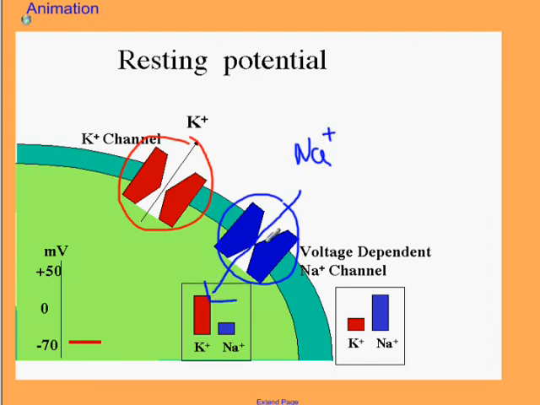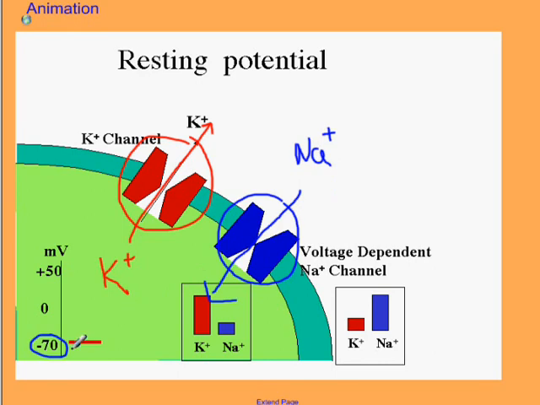What happens if I opened up this guy over here? Well, if I opened up this way, since most of the potassium was inside, it would then go outside of the cell. Once again, changing the charge of the cell inside relative to outside. Okay, so we start out with sodium on the outside, potassium on the inside, and we start out with a charge difference of negative 70.